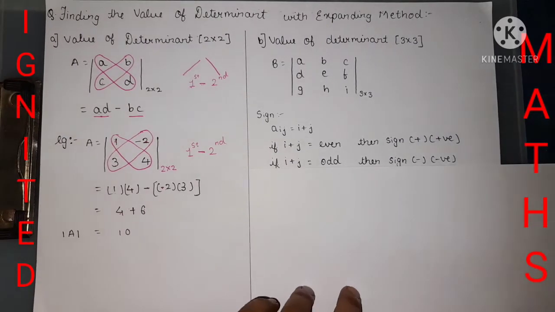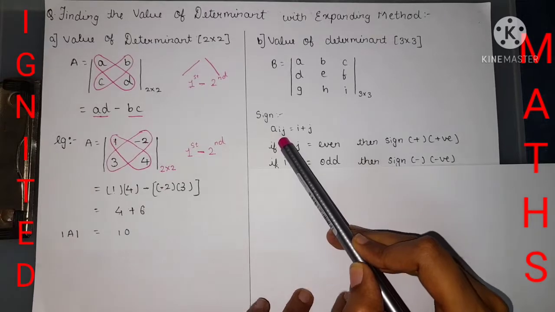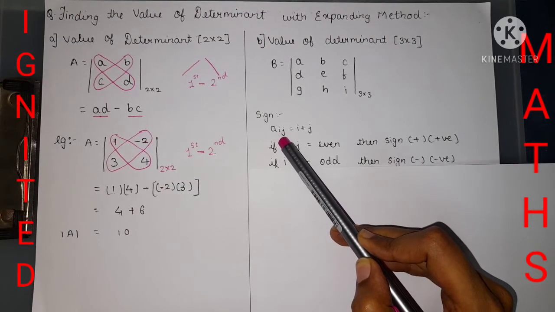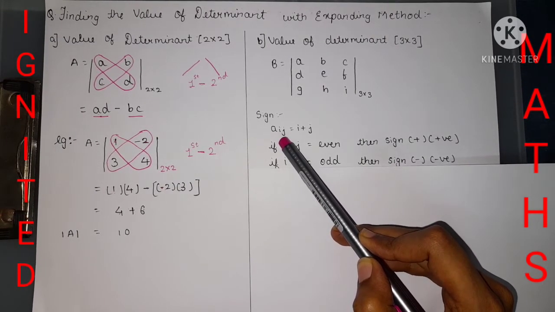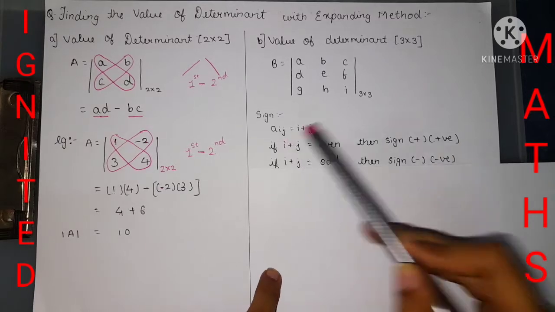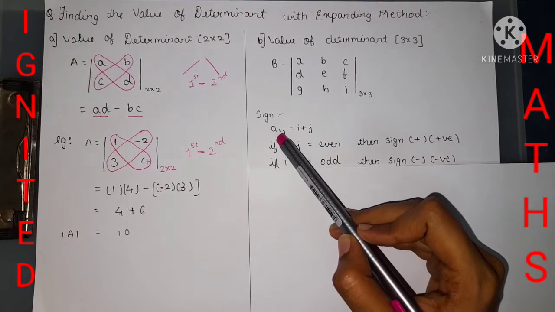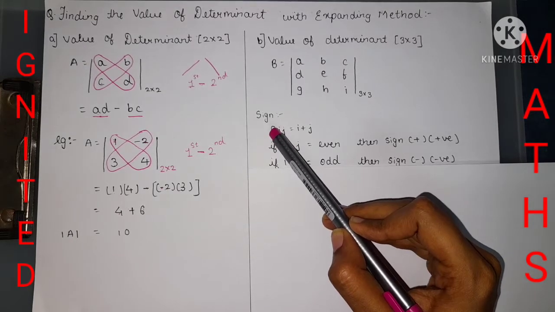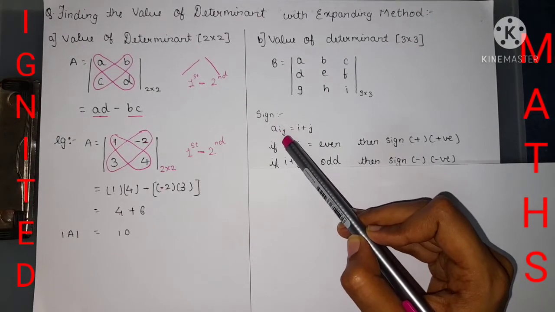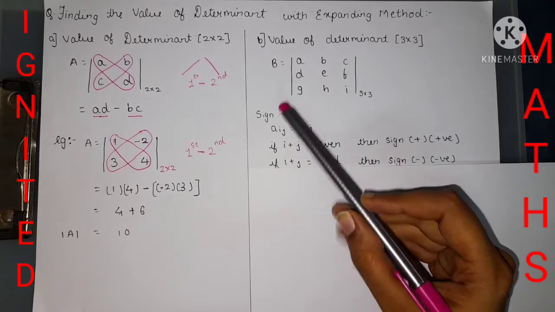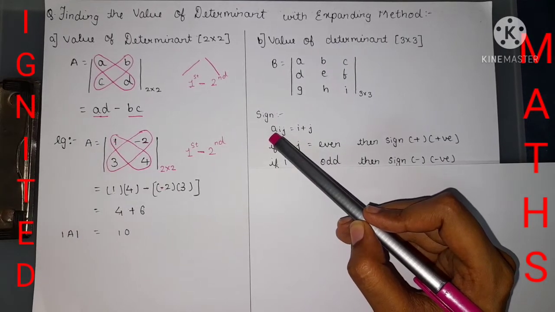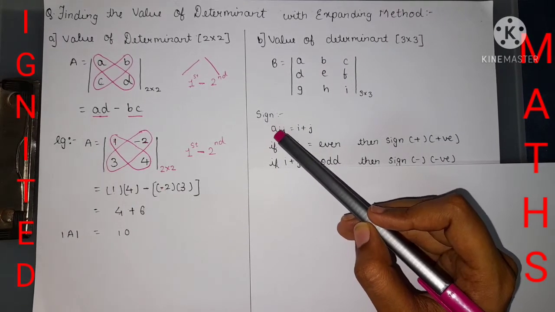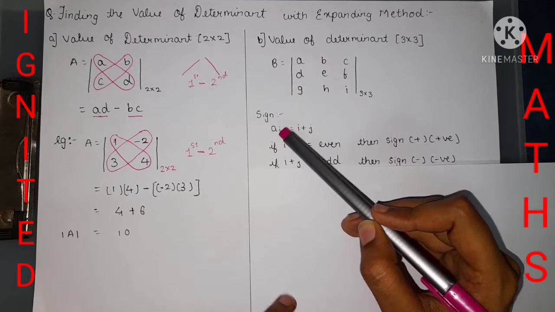I hope it's clear. Regarding the Aij term, I have posted a video, so please check it. At the description link you will get it. Now I will give a small recap of the Aij term. In Aij, A is an element, i means a row and j means a column. Okay, it says in which row and which column the element is placed. So this is the use of the Aij term.